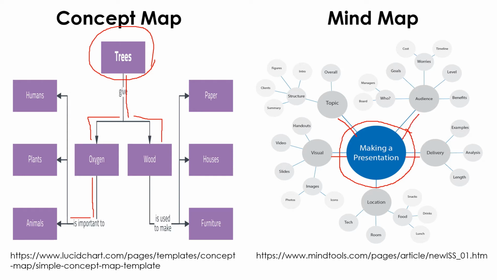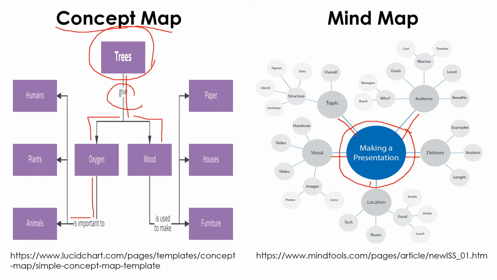In terms of branching out information, a concept map may have multiple key topics that are branched out separately, but also interconnected with other topics through action verbs embedded in the arrows or nodes. In this sample concept map, we have here the parent topic branched out into 2 key topics, oxygen and wood. And the relationship is clarified by the word give. So we're going to read it this way. Trees give oxygen and wood.